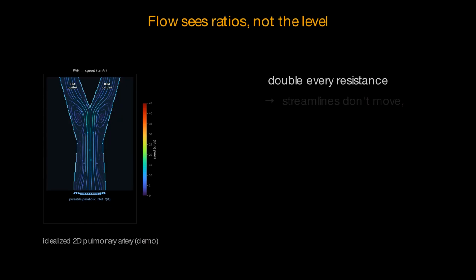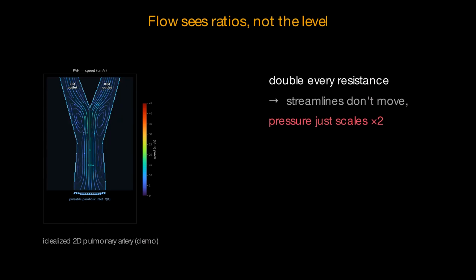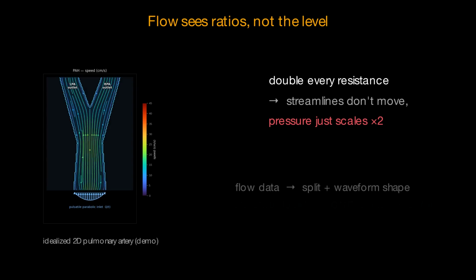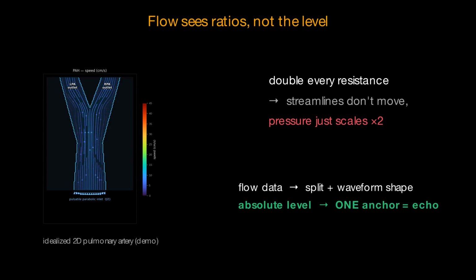There's a subtlety hiding in that pressure check, and it's why we needed the echo at all. When you prescribe the inflow, the flow field depends only on the ratios of the resistances, not their absolute size. Double every resistance and the streamlines don't move, only the pressure scales up. So the flow data pins the split and the waveform shapes, but it can't set the absolute pressure level. Something has to fix the scale. One pressure number. That anchor is the echo. And spending the echo on it is exactly what leaves the catheter free to check our work.